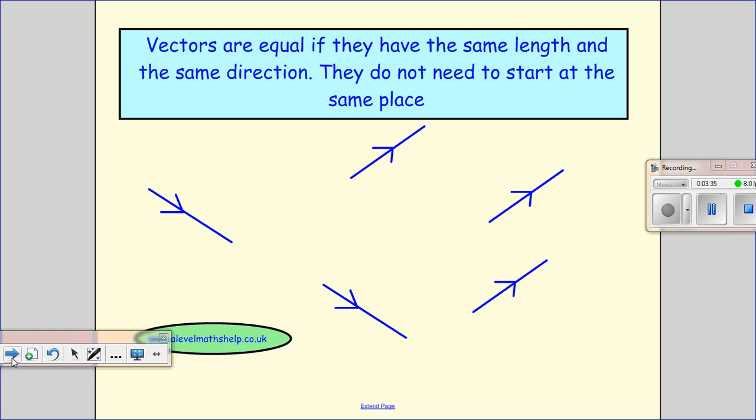Okay, the last thing we're going to look at here is when vectors are equal. Vectors are equal if they have the same direction and length. They do not need to start in the same place. So this vector and that vector, you can see, same direction, same length, are equal vectors. It doesn't matter that they're not starting in the same place, and these ones are equal as well.